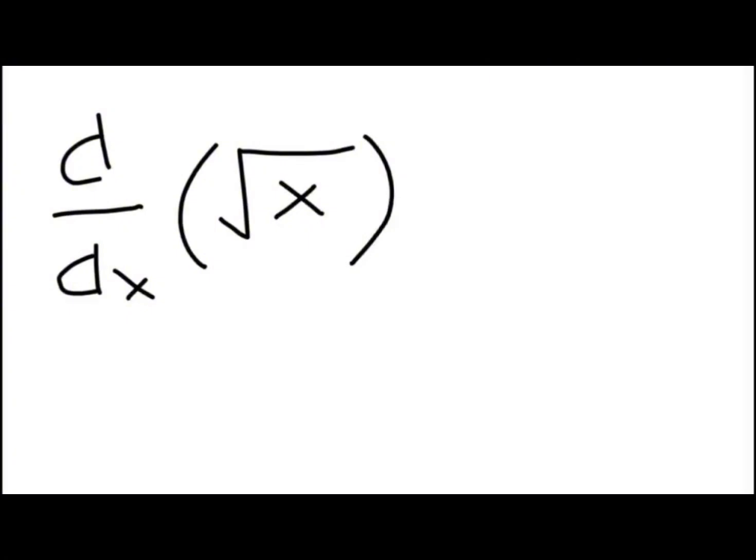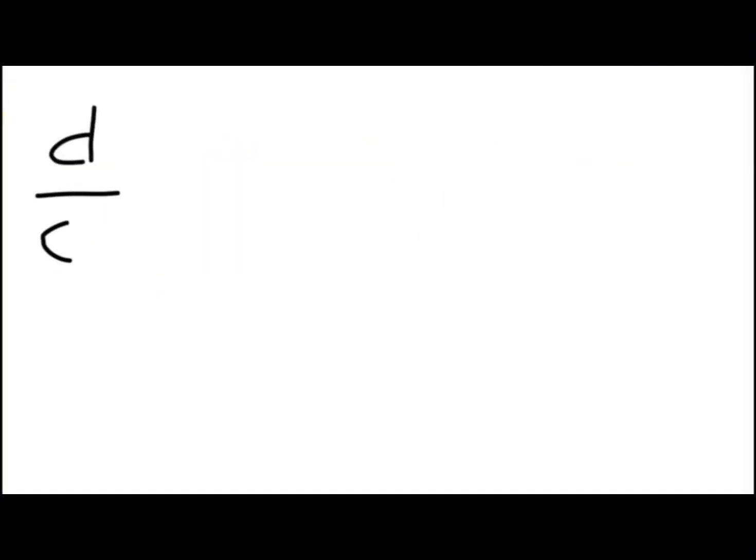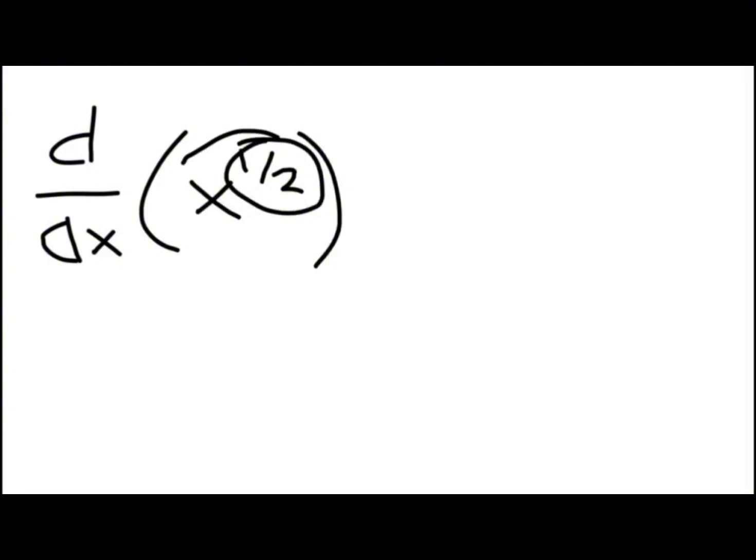Another example would be the derivative of square root of x. Using the power rule, we can rewrite it as the derivative of, we all know that the square root of x is also equal to x raised to 1 half. And now we have the derivative of x raised to 1 half. With that, we can now solve for the answer using the formula n times x raised to n minus 1, and we have 1 half multiplied by x raised to 1 half.